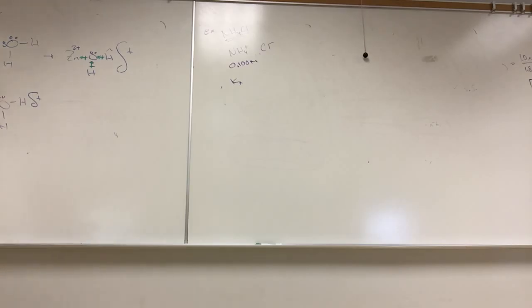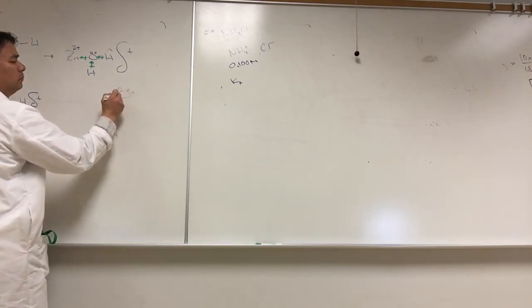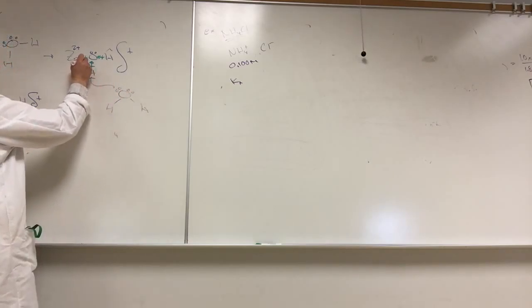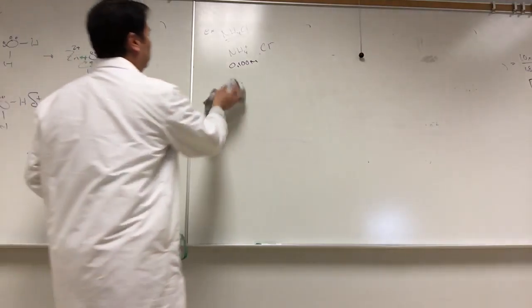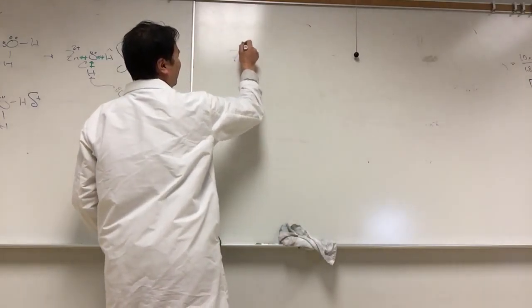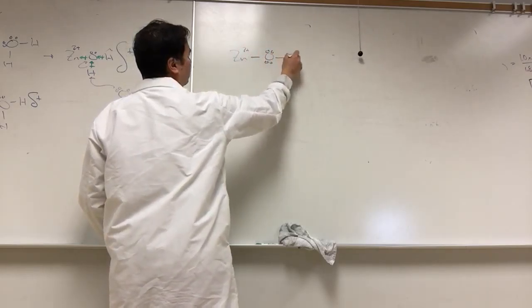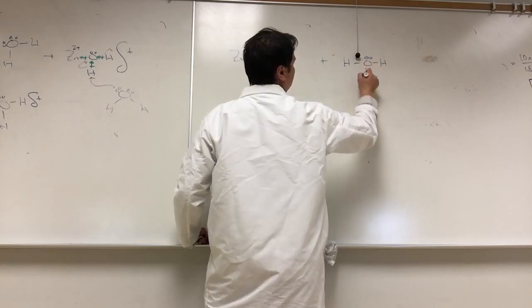And so a base can come along here, like water, and pluck that proton off and leave these electrons behind. And so it's going to form zinc 2+, but now with the hydroxo ligand rather than an aqua ligand. And then the water is going to be converted into a hydronium ion.